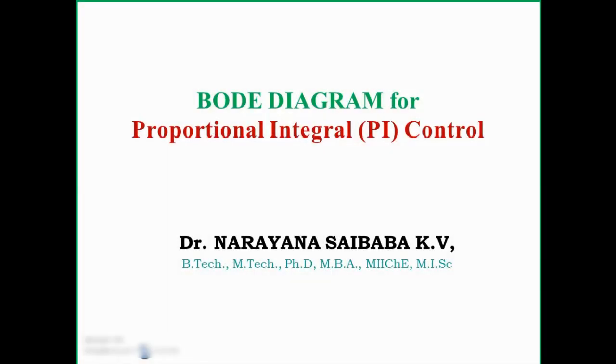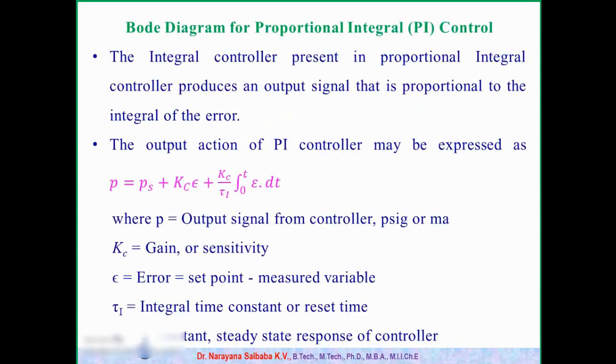Today we are going to discuss Bode diagrams for the proportional integral controller. This is also called the PI controller. The PI controller is one of the traditional feedback controllers. It is used to eliminate the offset caused by the proportional controller in a given system.